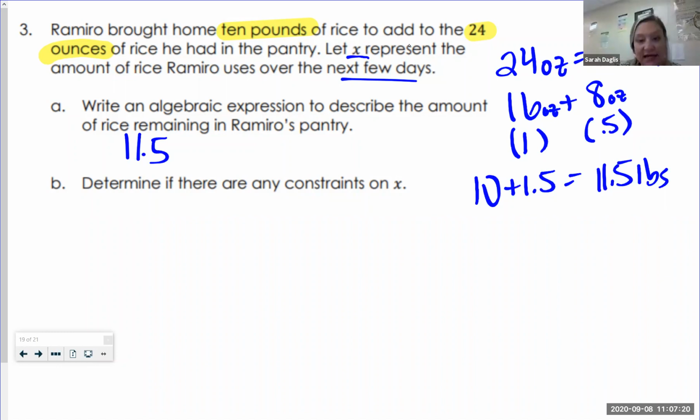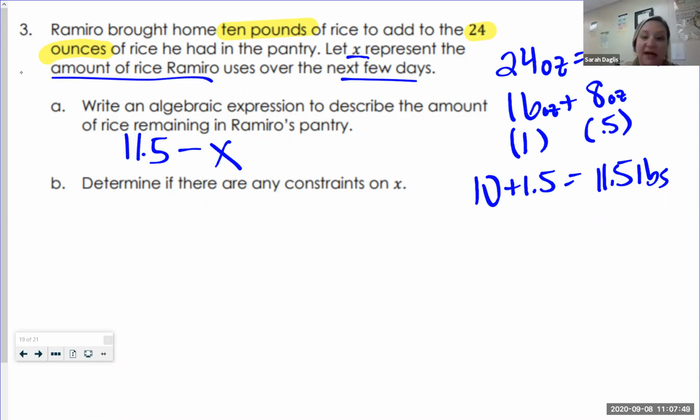So if we are using rice, we're not adding rice, instead we're taking away because we're using it. So the expression is going to be 11.5, and we're going to minus the amount that we're using each time we use the rice. So our expression will just be 11.5 minus X. I told you X was how much rice they are using.